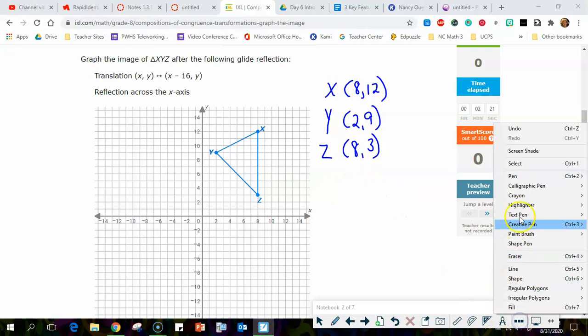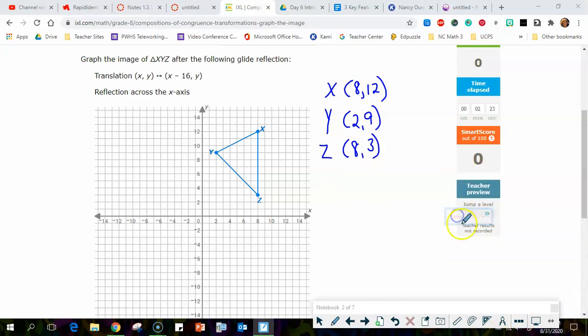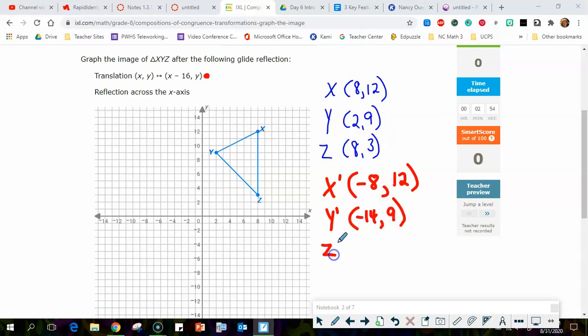I'm going to grab a different color because I just like to do these in different colors as I go. So for the translation, I'm going to do that one in red. For the translation, x prime, we're going to subtract 16 from each of the x's. So 8 minus 16 is negative 8. And then the y's stay the same. Y prime is going to be 2 minus 16, which is negative 14, and the 9 stays the same. And then Z prime is negative 8 again, and the 3 stays the same.